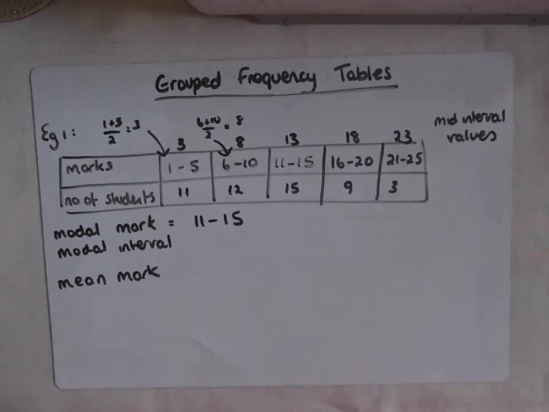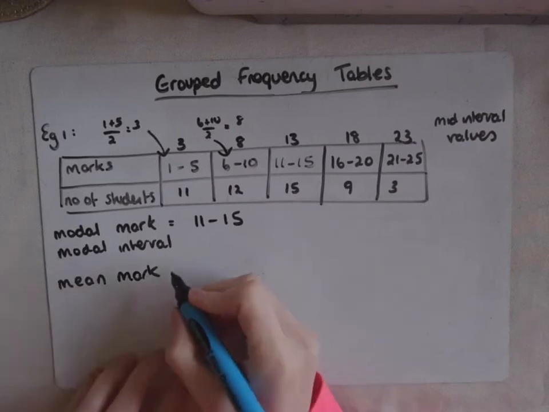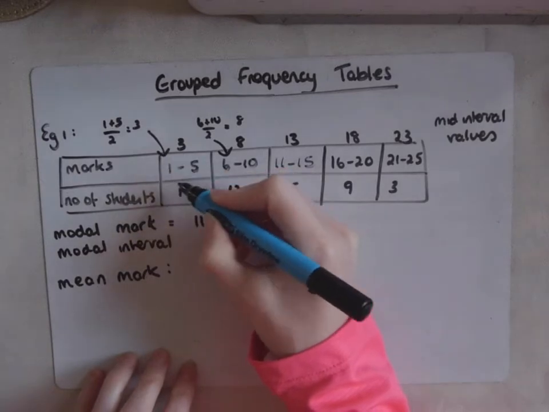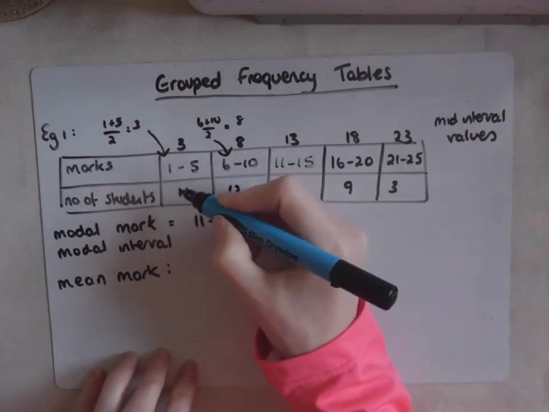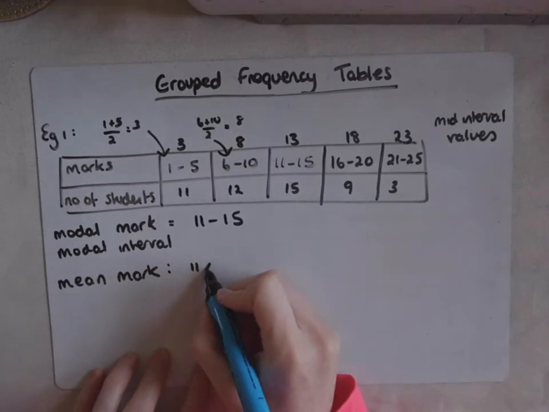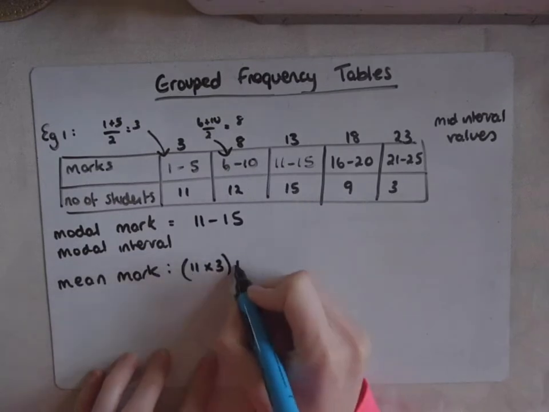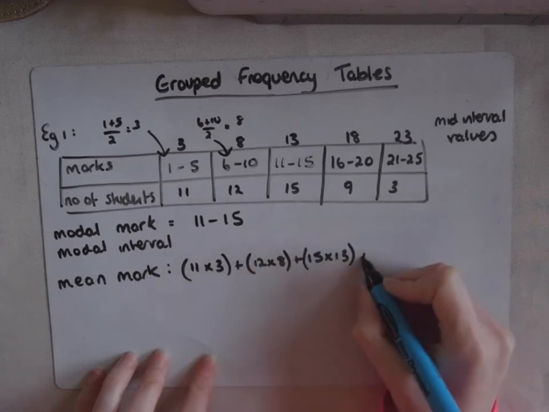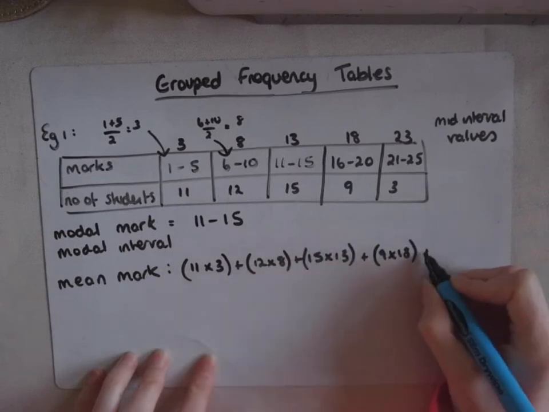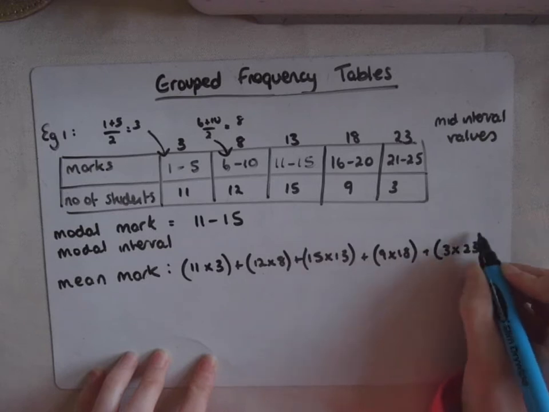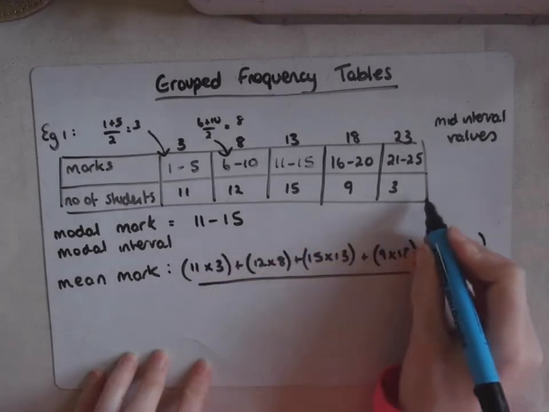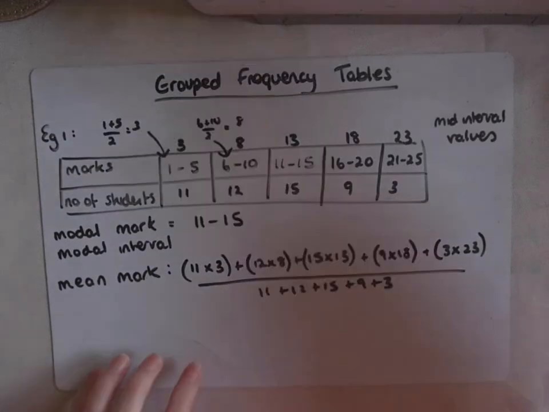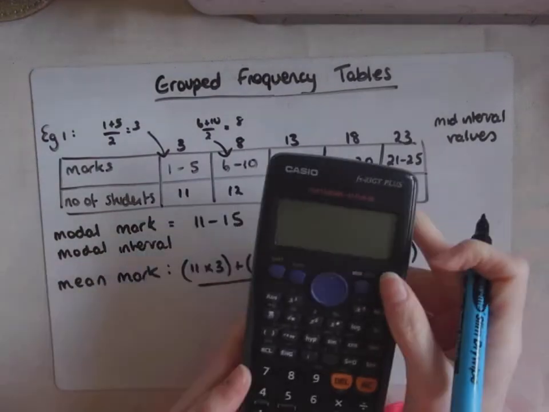And now you're going to use that to estimate the mean. So to get the mean, we multiply 11 normally by this number. Because I've got two numbers here, I multiply 11 by my mid-interval value. So I have 11 threes, I have 12 eighths, I have 15 13s, I have 9 18s, and I have 3 23s. And you're going to put it all over the number of students, 11 plus 12 plus 15 plus 9 plus 3.